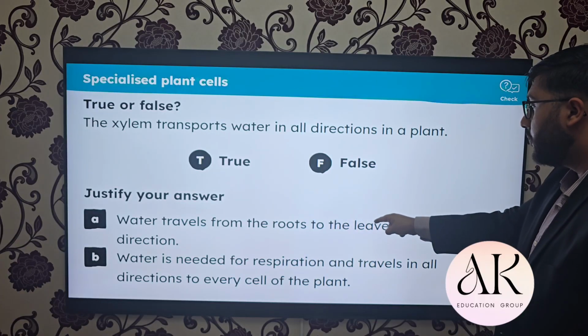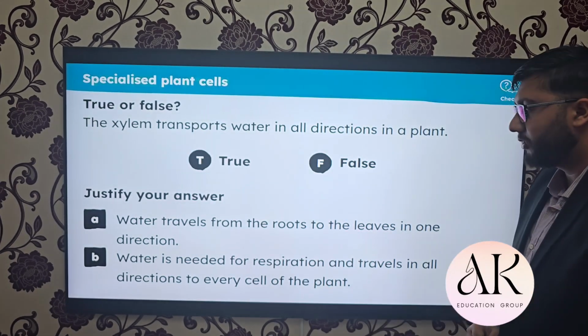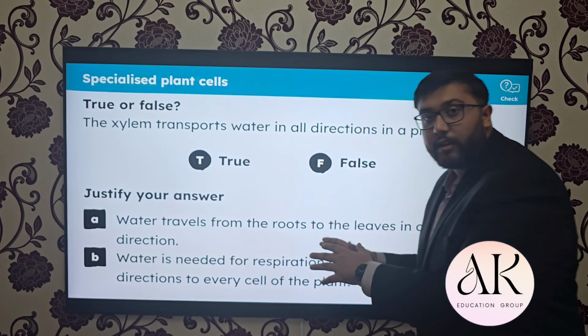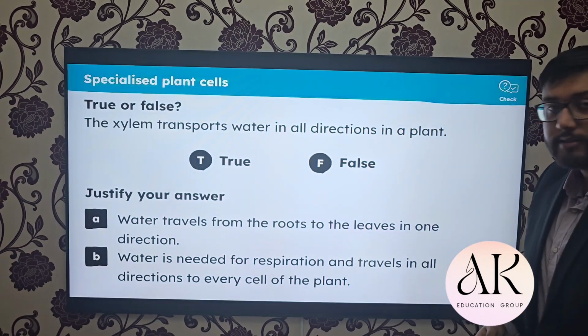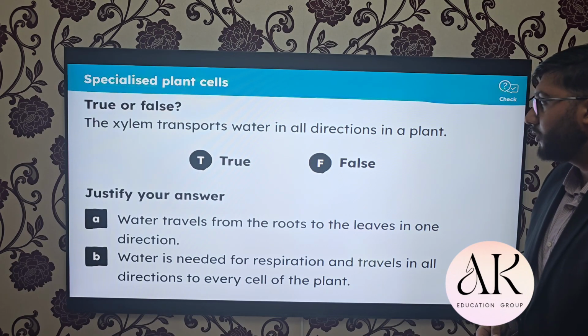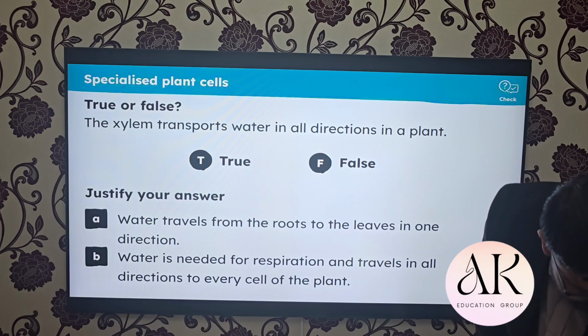So, water travels from the roots to the leaves in one direction. Water is needed for respiration and travels in all directions to every cell of the plant. You guys need to let me know what the answer is, and in 30 seconds we'll go through the response. So, pause the video, have a go, and then you'll be able to see the response now.